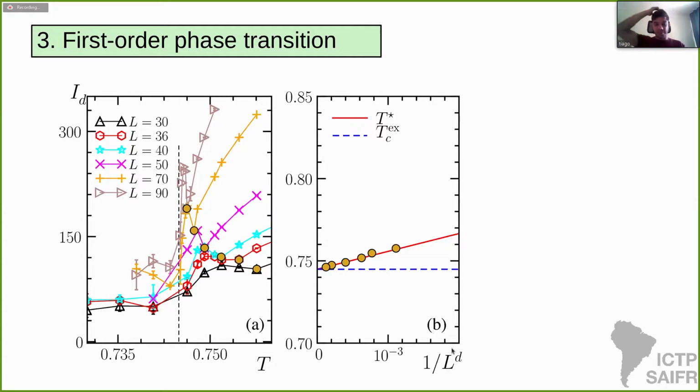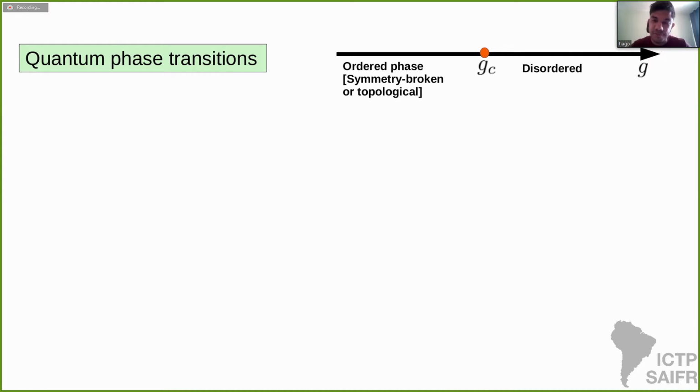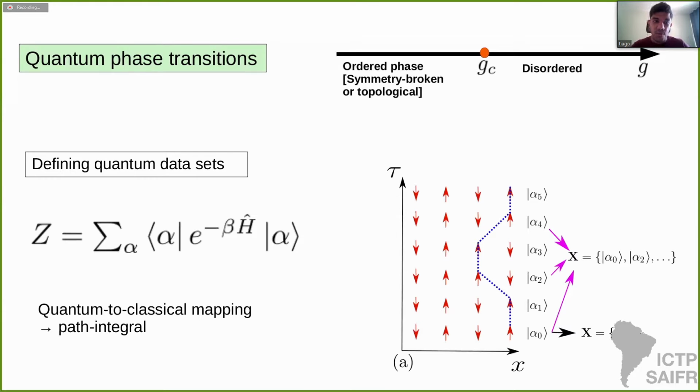All right, so these are the main results that I wanted to show for the classical part. We also tried to explore this for quantum phase transitions. For quantum phase transitions, it's a bit more difficult to define these quantum data sets. Basically, what we do is exactly what we do in quantum Monte Carlo. We map the quantum partition function into a classical partition function. We can use, for example, path integral. We also use the stochastic series expansion mapping that I didn't mention here.